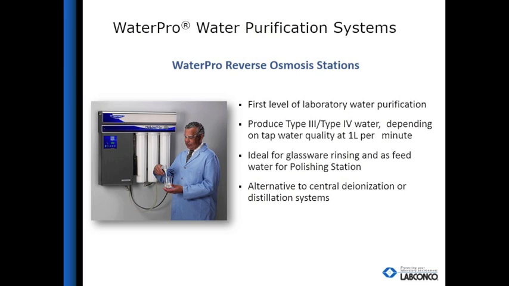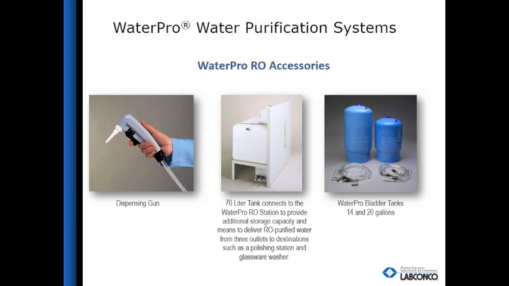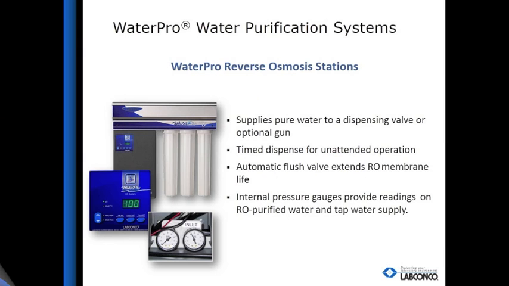The RO station may be mounted on a wall or benchtop with an accessory stand. It easily connects to the PS station or to a Labconco flask scrubber or steam scrubber washer. An accessory 70-liter storage tank may be added to the RO station to provide additional RO water storage. The RO station enables operators to draw RO water from 3 separate points. First, the dispense valve has a dispense function commonly used for benchtop delivery of large or small volumes of RO water.